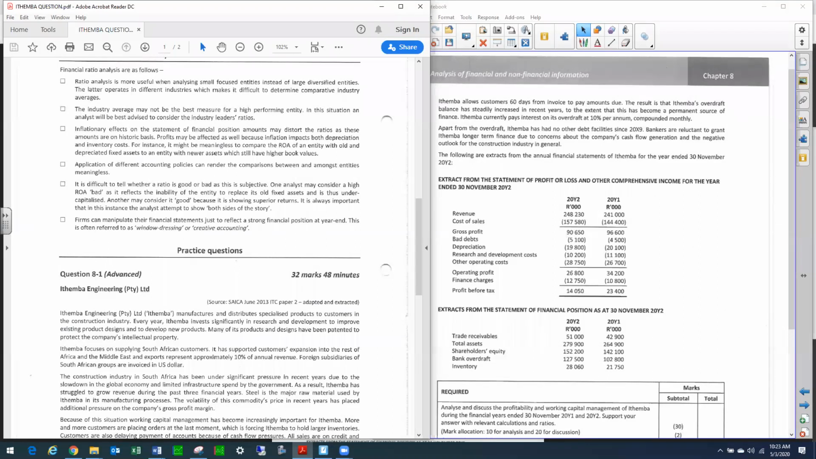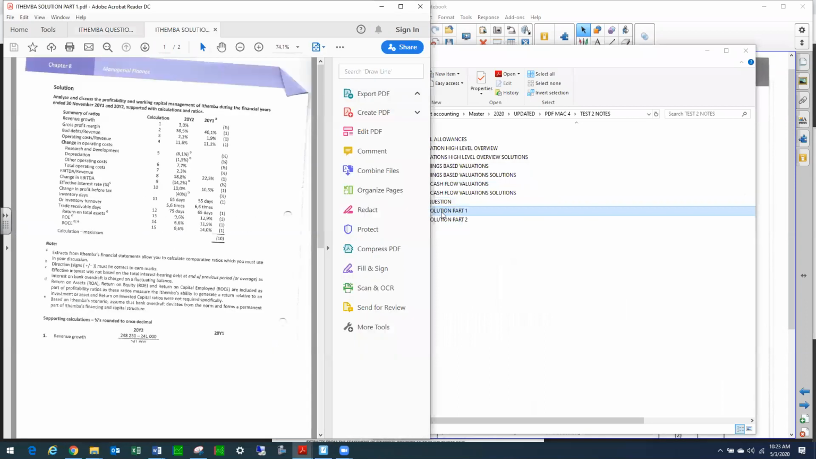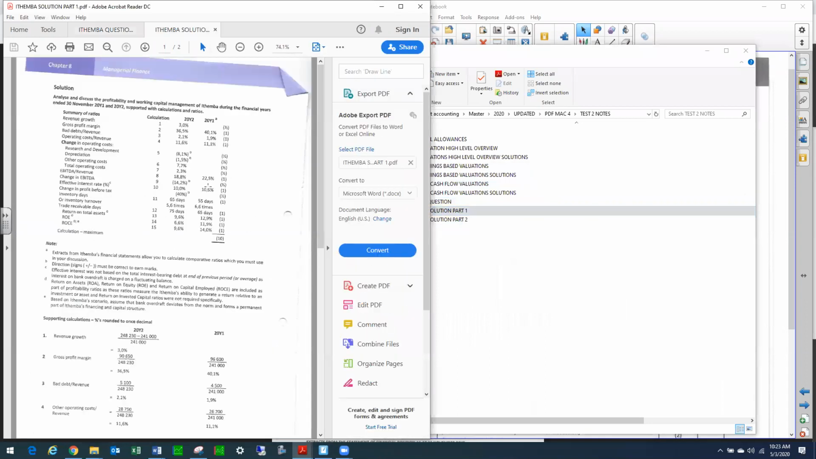So when it comes time to actually doing a question like this, I just want to load up solution part 1. This is where the marks came for solution part 1 over here. So let's just have a look to see what they did. They said revenue growth, 3%. GP margin 40.1 down to 36.5. So there's a formal ratio. There's a change in the percentage.